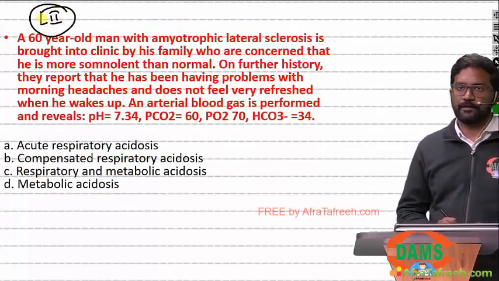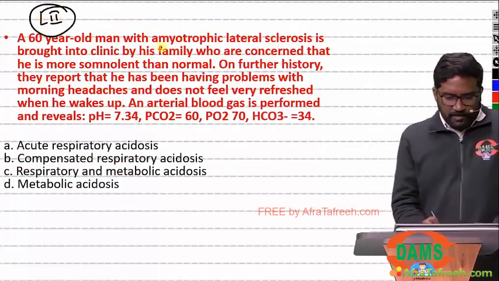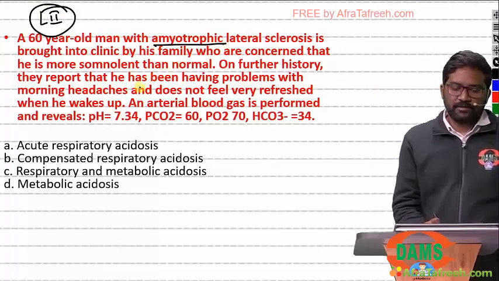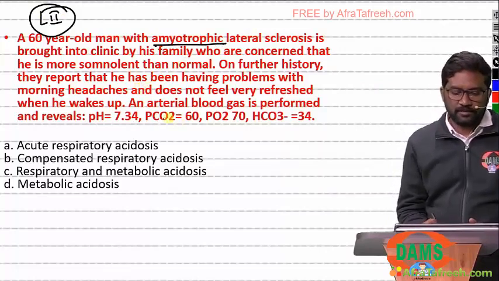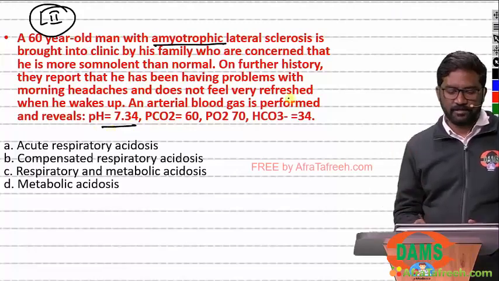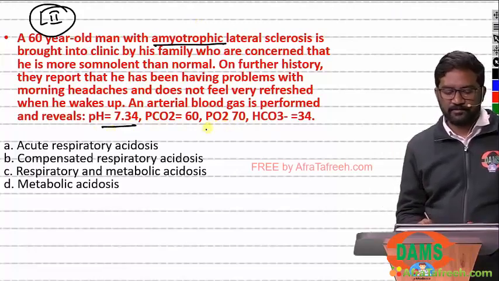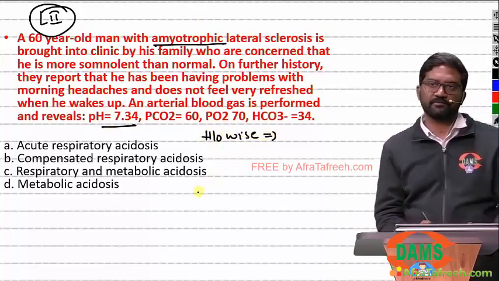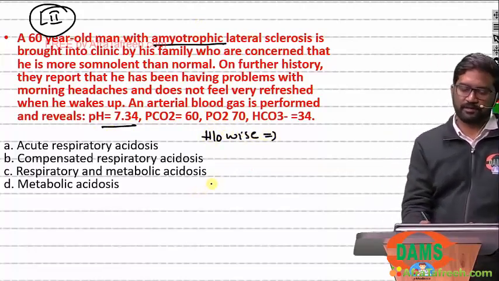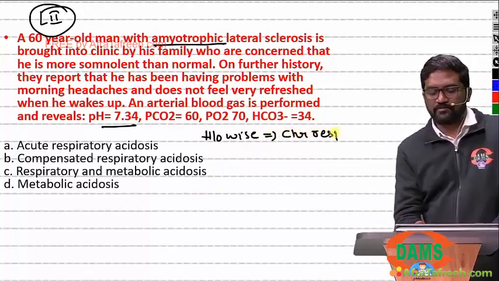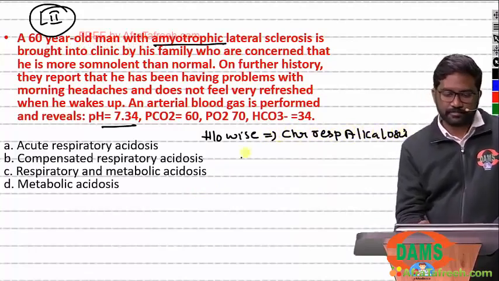More history and more steps. A patient with amyotrophic lateral sclerosis is brought to clinic, and they are worried that he is more somnolent than normal. Lot of history and ABG parameters are given. What is the disorder? Now coming to the history-wise approach. So what can amyotrophic lateral sclerosis cause? It is a chronic neuromuscular disorder. It can cause chronic respiratory acidosis.